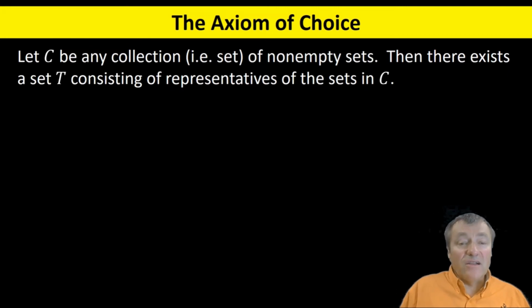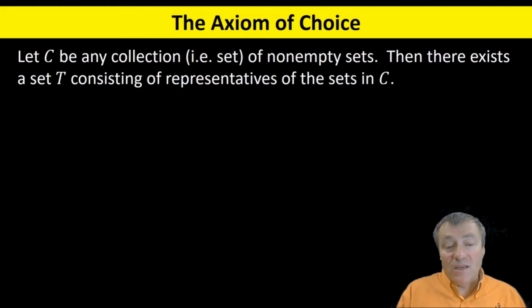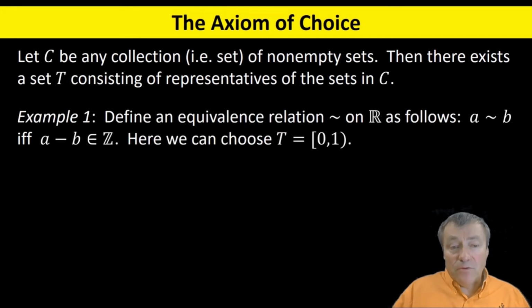Now, the sets in your collection could be disjoint, but it's not necessary. That's the case we mostly care about, when the sets are disjoint. You can imagine here, without loss of generality, that the sets in your collection are disjoint, and you're picking a representative from each one. For example, define an equivalence relation on the real numbers as follows.